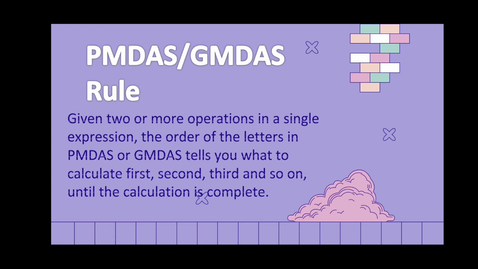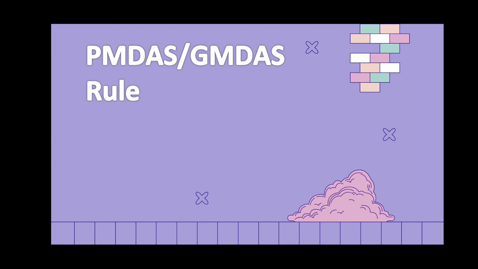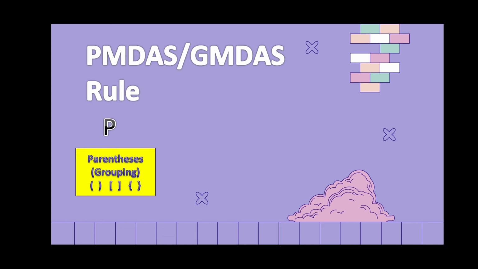So meaning, we're going to follow the letters on the PMDAS or GMDAS rule para malaman natin kung ano ba dapat na operation ang unahin natin sa isang given expression kapag ang operation doon ay more than one. In PMDAS or GMDAS, P stands for parenthesis. Or yung iba kasi, kaya meron tayong GMDAS, they are using the term grouping instead of parenthesis. Pero same thought lang naman yun.